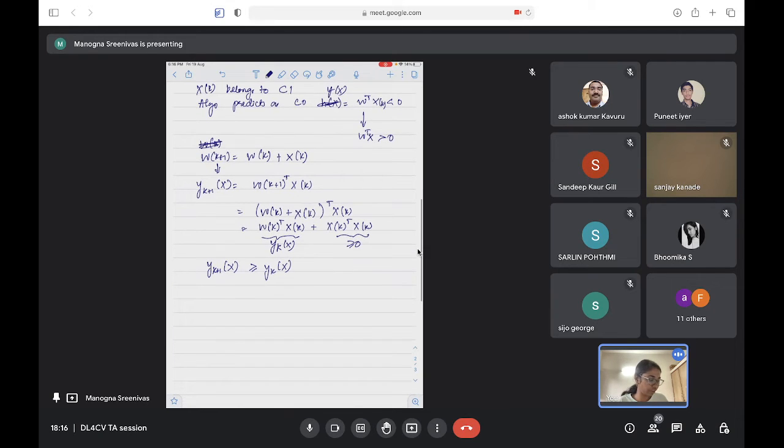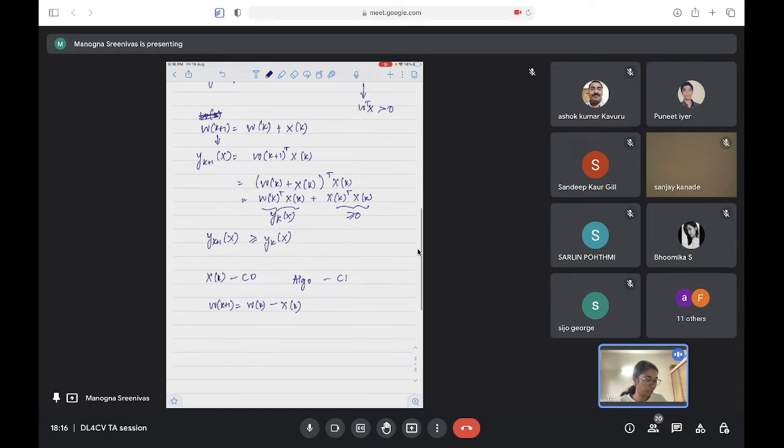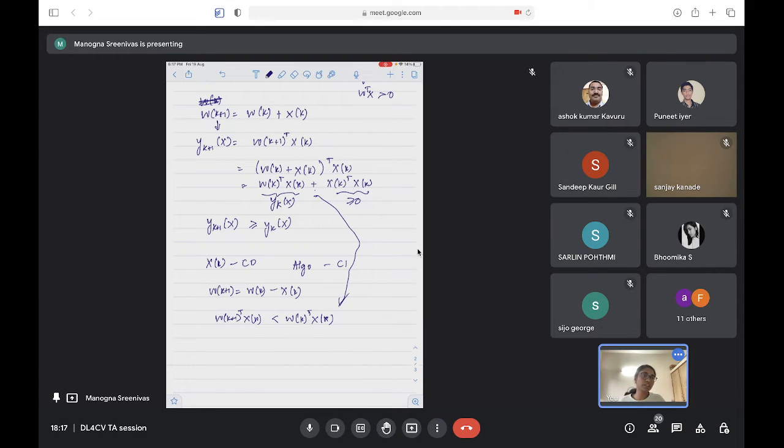In a similar fashion, whenever my sample belongs to class 0 and the algorithm predicts it as class 1, there I am doing w of k plus 1 is equal to w of k minus x of k. So here I am actually trying to decrease the score, that is my inner product between the new weight and the sample. So w of k plus 1 transpose x of k here will be lesser than w of k transpose x of k. Same way here I'll have the negative term. So similarly here I'm trying to reduce my score so that it gets classified into class 0.